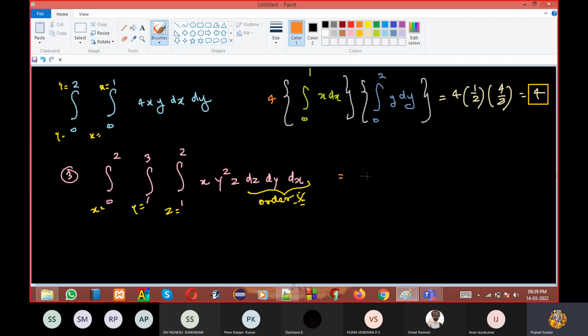What you will do? It is separable also, so I'll separate it. For x I'll write separately, for y I'll write separately, and for z I'll write separately. Hope this is clear.